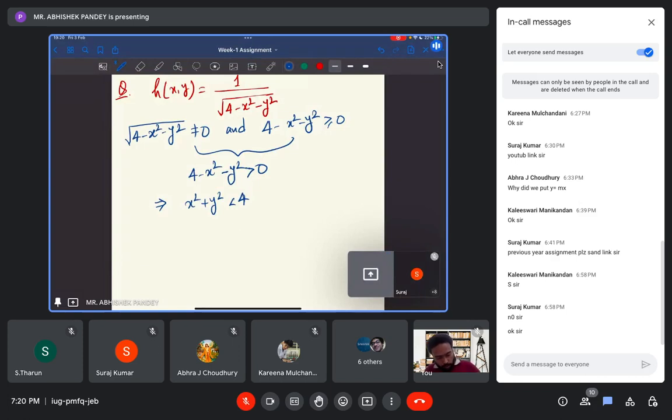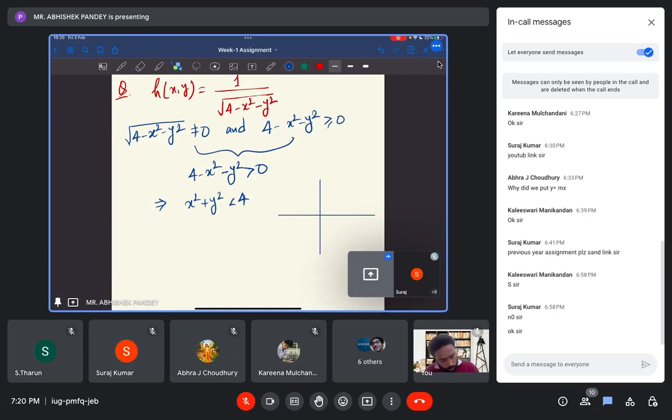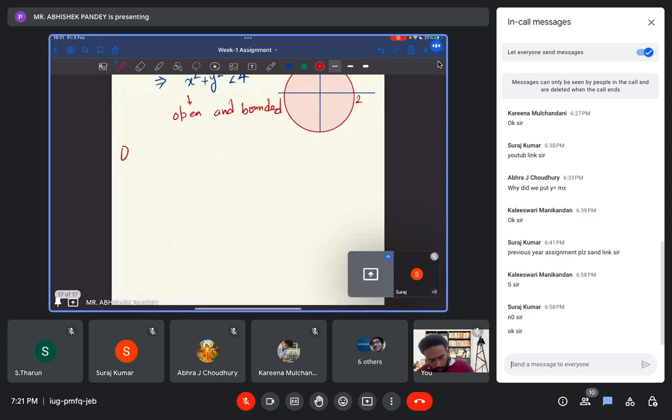So this is nothing but a disk centered at origin and radius, sorry, radius 2. Let's see, this is 2. So this is open and bounded. Okay, fine. Let us see the next question.